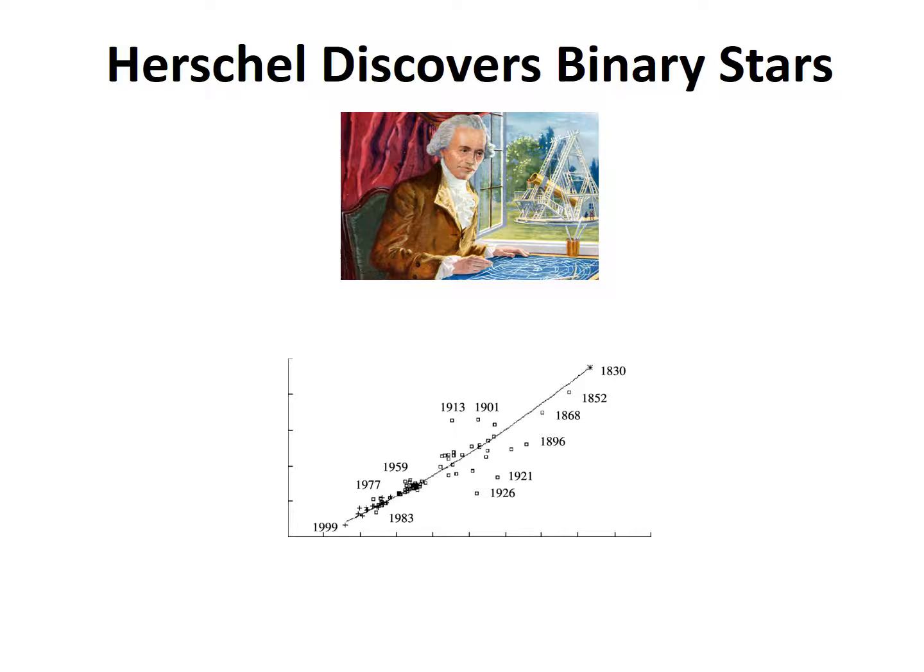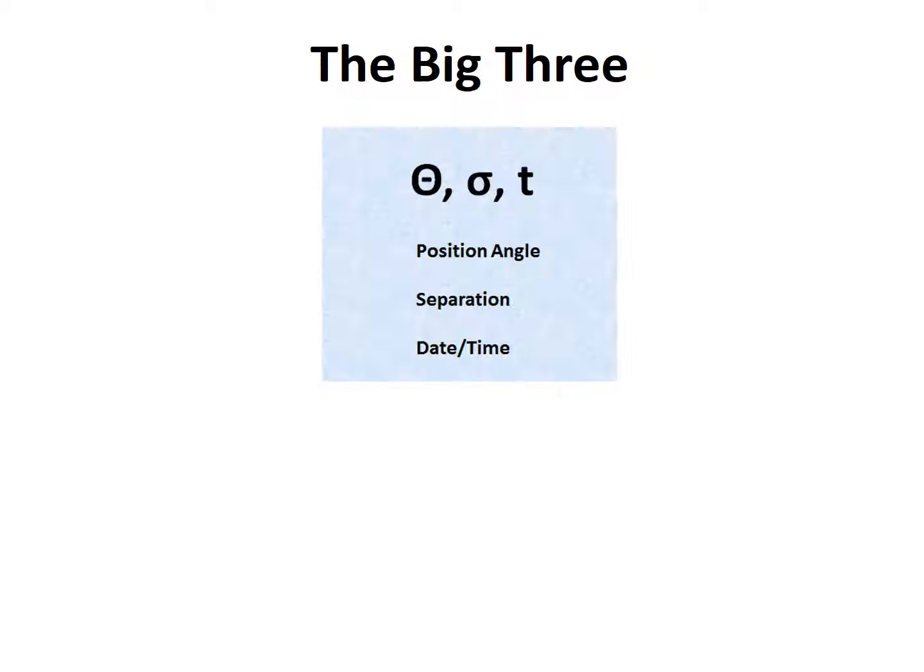Herschel's discovery of binaries suggested that Newton's law of universal gravitation could be acting on distant stars. An observation of a double star yields a measured position angle theta and a separation rho. The observation is made at some specific date and time t. These three values, theta, rho, and t, are the big three of double star astrometry.